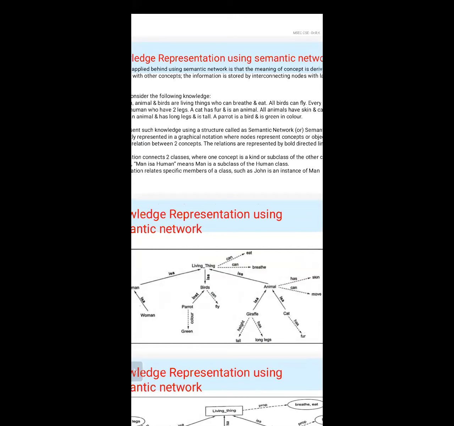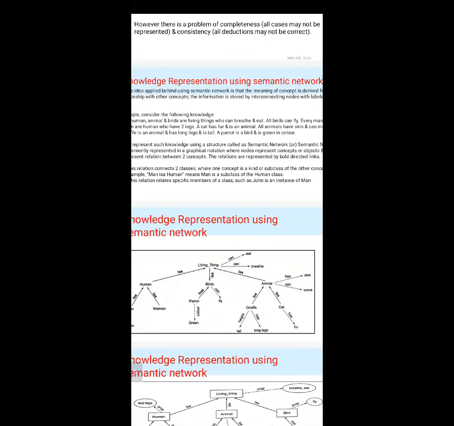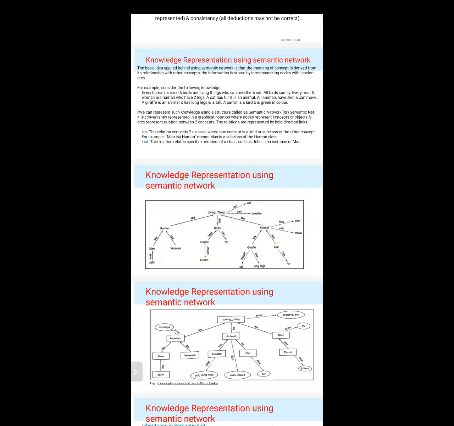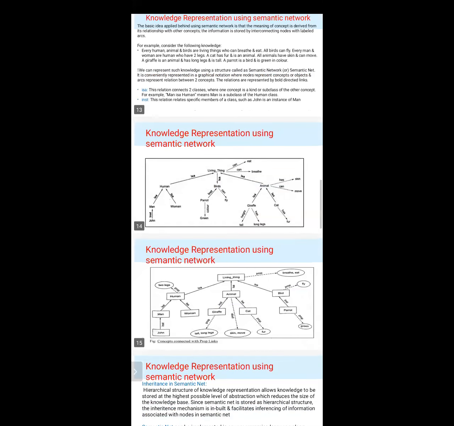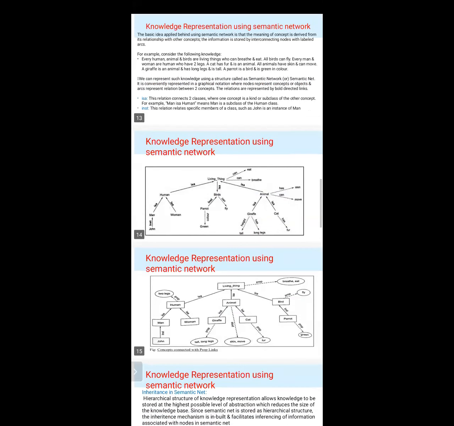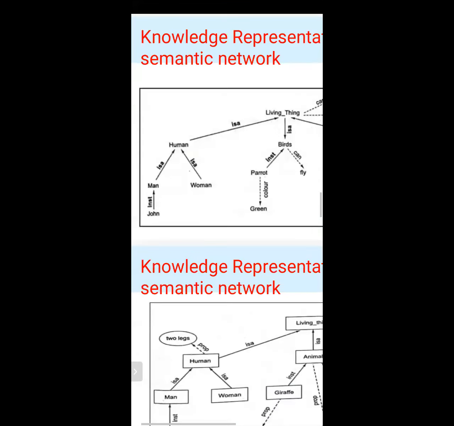Now let us present this in a semantic network in another way. Here some information is missing: every man and woman are human who have two legs. But here I cannot represent that man and woman, who are humans, have two legs. So that's why we present the knowledge which was given previously like this.